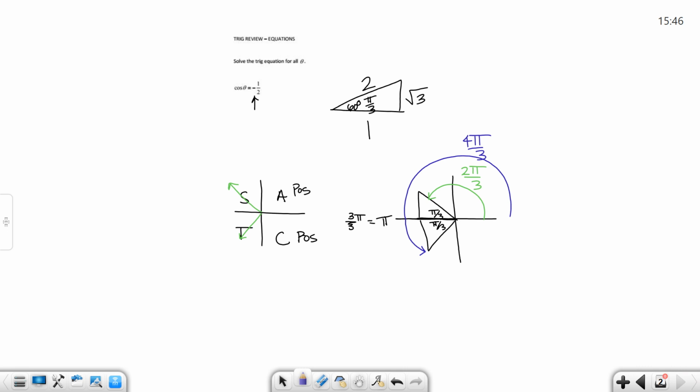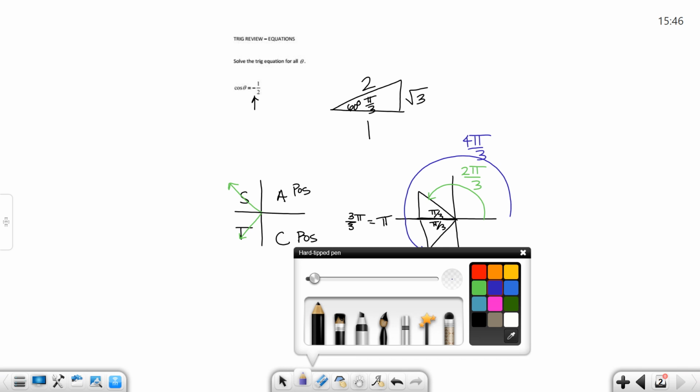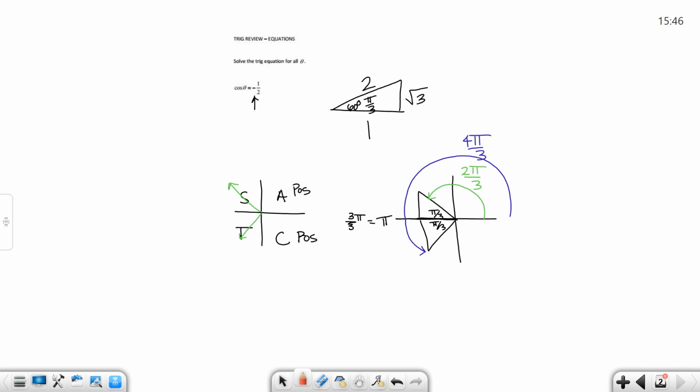If I ask you what is the value of this equation in 1 unit circle, your answer would be 2 pi over 3 and 4 pi over 3. If it just said in 1 unit circle, but for mine up here it says for all theta.